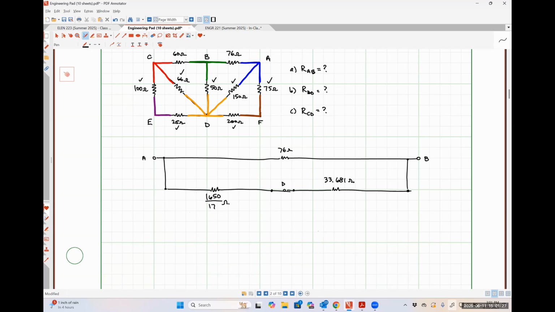So now I can see that the equivalent resistance between A and D is in series with the equivalent resistance between D and B. So I'm just going to add those results together. I saved that 33.681 thing in my calculator earlier, so I won't get any rounding error. When I add those two numbers together, I get 130.7396 and some change.